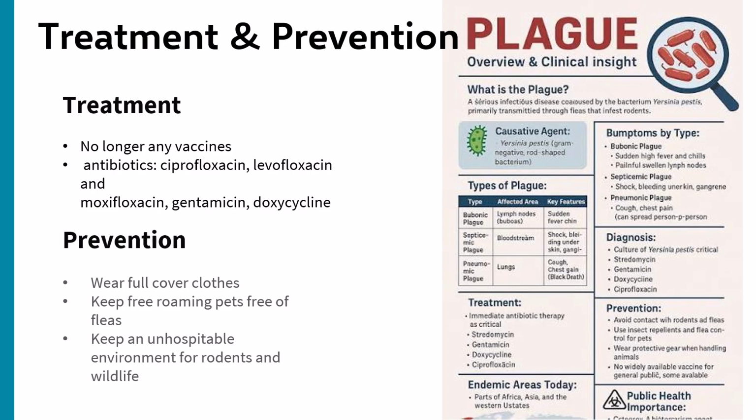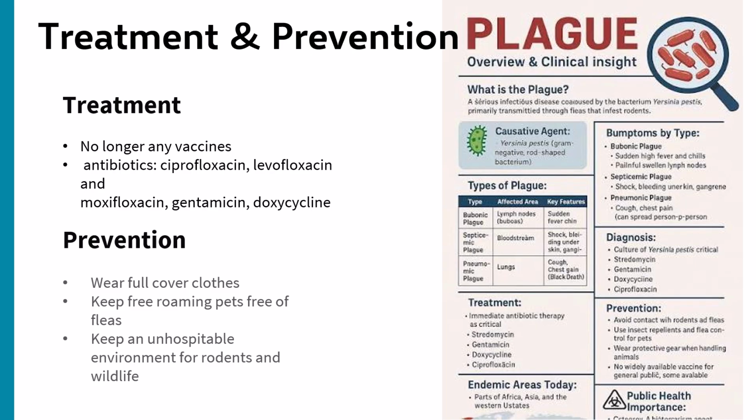Treatment for Y. pestis, there are no longer any vaccines. They used to have a version of a vaccine, but it was not approved by the FDA. So currently, they use antibiotics to treat the plague. A few types of antibiotics they use are ciprofloxacin, levofloxacin, moxifloxacin, gentamicin, and doxycycline.